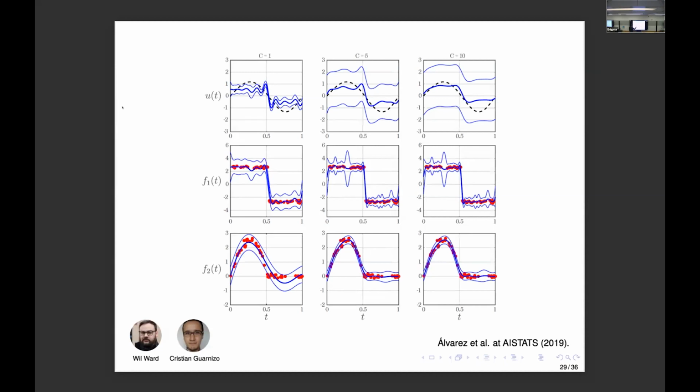What you see here as red dots are just the training data. Each of the columns is showing the prediction that you get with this model and the uncertainty that you get. So C equals 1 would be just the GP. We know the GP won't be able to approximate this very well because of the smoothness. But as you start increasing the order of the Volterra series, you start getting a very good representation of those nonlinearities.